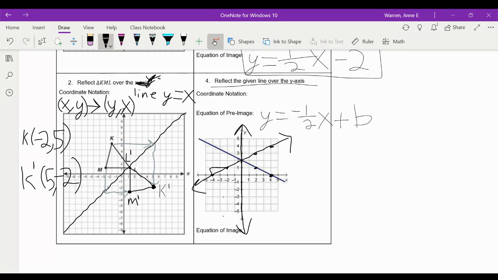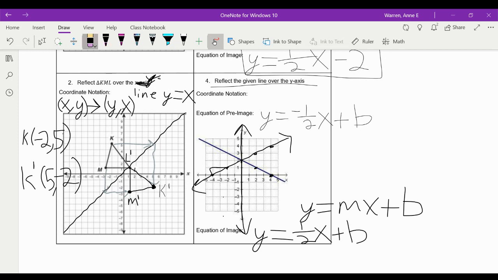And when I go to find the equation of the image, again, in y = mx + b, slope-intercept form, I already sort of found my slope. I said I had to rise 1 and go over 2. So it gives me a slope of 1/2. And then this time, my y-intercept is actually the same. It is still positive 2.